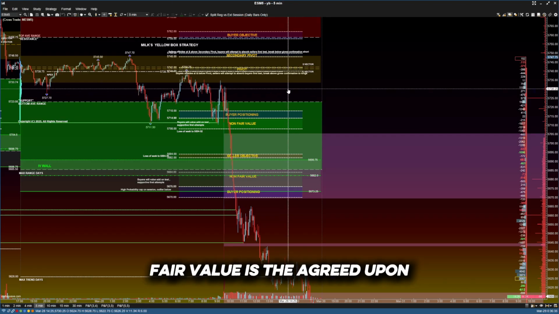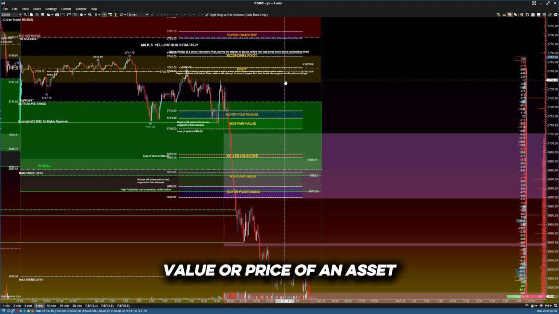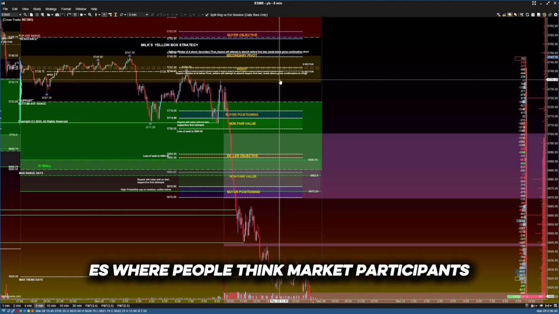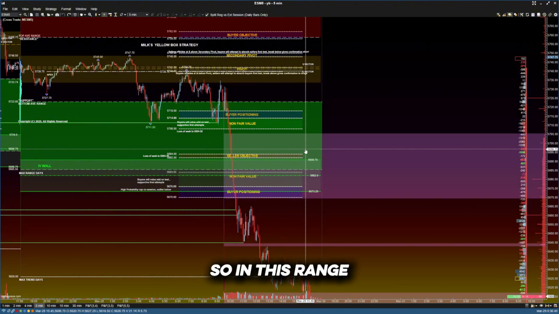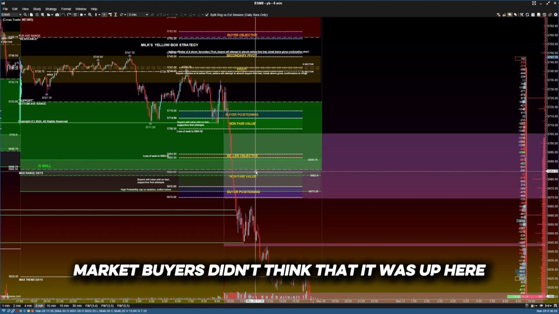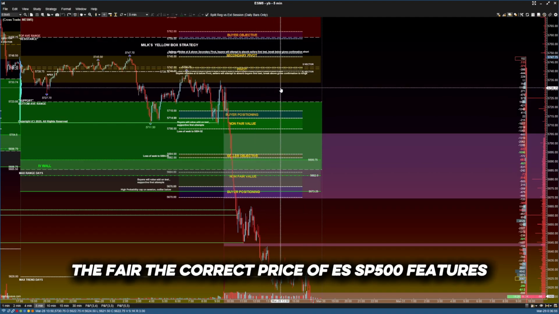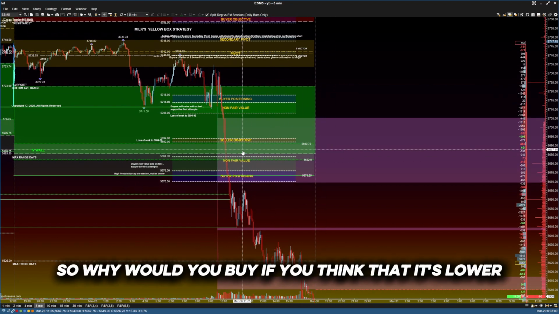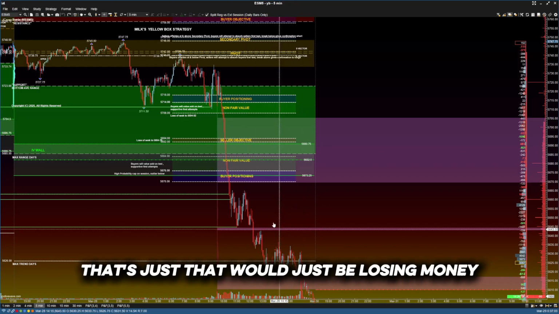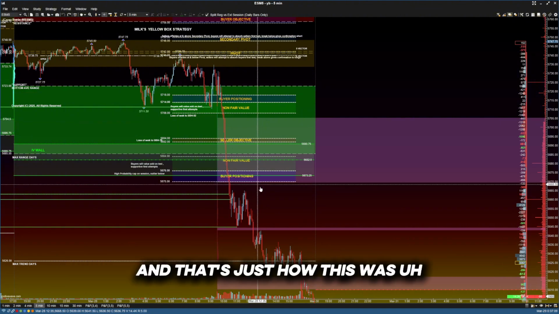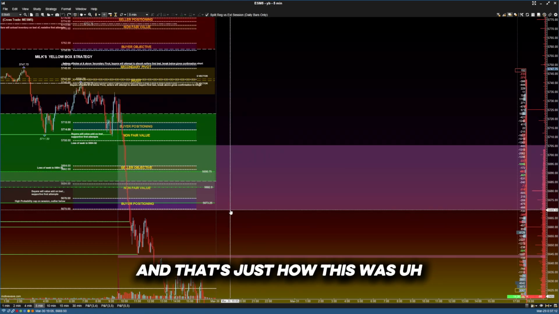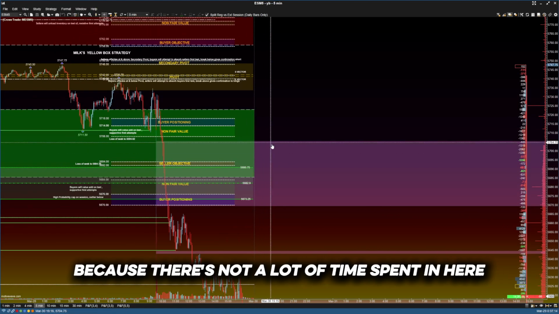Fair value is the agreed upon value or price of an asset. So in this case, ES, it's where market participants agree that it is the most fitting value for this asset. In this range, market buyers didn't think that up here was the correct price of S&P 500 futures. They thought that it was lower. So why would you buy if you think that it's lower? That would just be losing money. So they let market sellers sell through here, and that's how this was created, because there's not a lot of time spent in here.